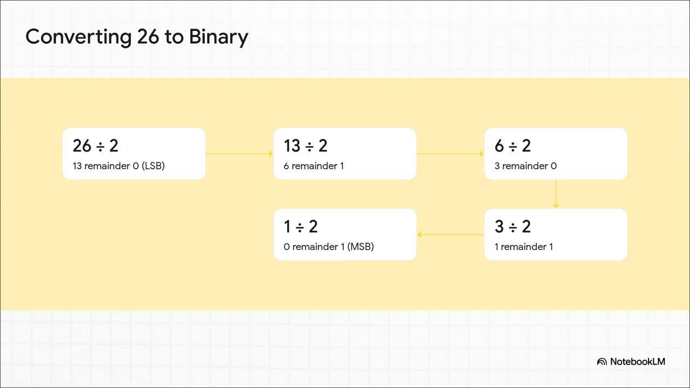Then, 3 divided by 2 is 1, with a remainder of 1. We're almost there. Finally, 1 divided by 2 is 0, with a remainder of 1. And since we've hit a quotient of 0, we're all done.